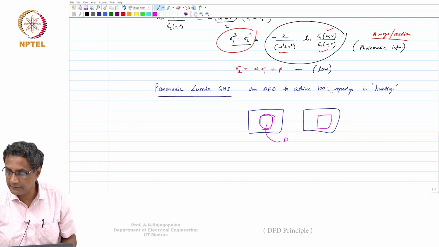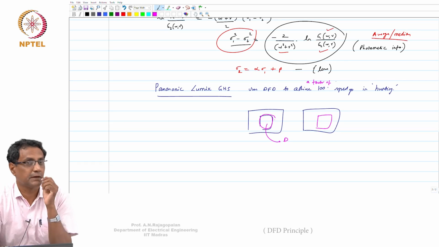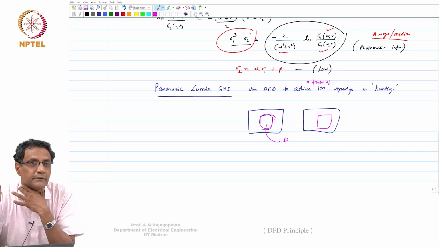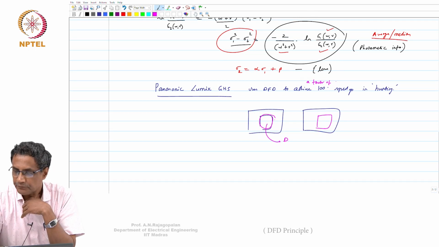And this apparently is very quick. It achieves a factor of 100 speed up in hunting, not 100%, a factor of 100. Okay, so I thought I'd just tell you this because it is like stereo.